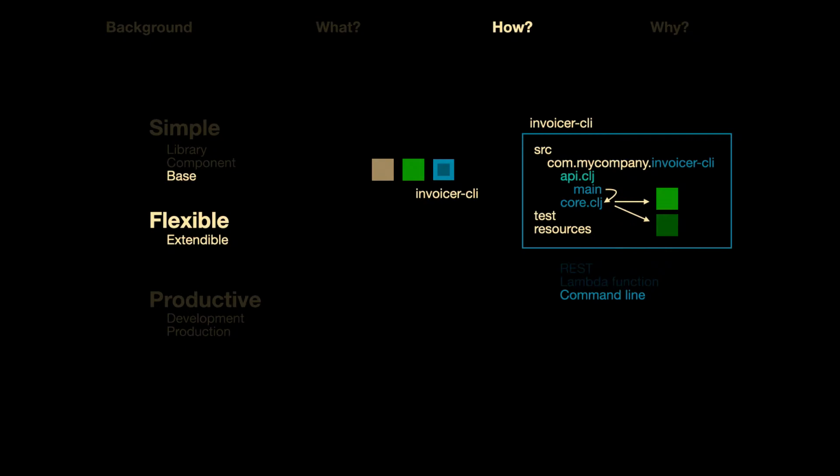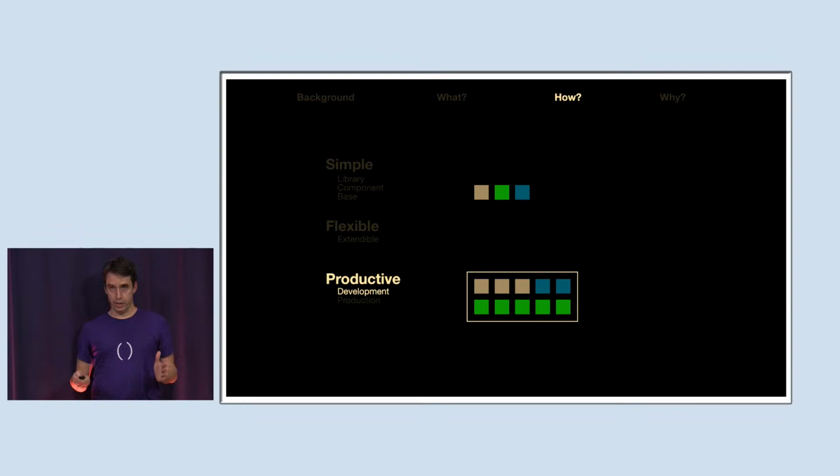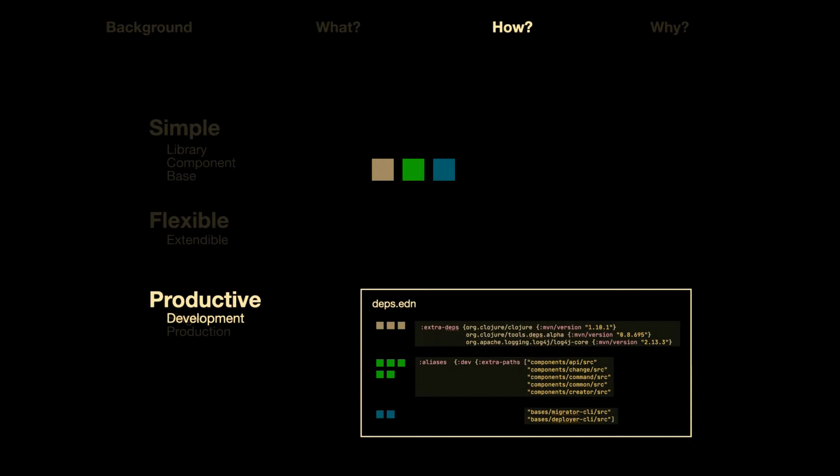And I said that Polylith makes you productive also. How does that work? We have this single development environment. And here we have three libraries, two bases, and five components. And the way it works is that we have a single configuration file where we specify all the libraries that we use. And then each component and base also has its own source folder specified in that file. And that's everything that is needed, actually, to be able to work with all your code as if it was a single code base. Just a single file.